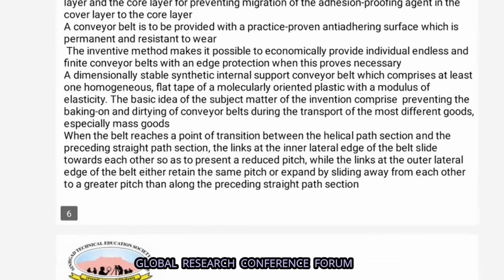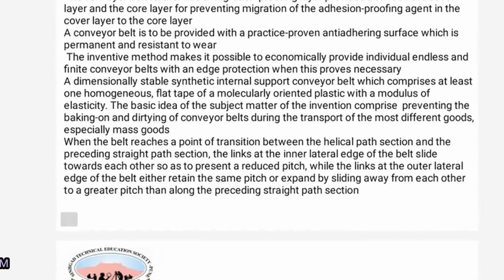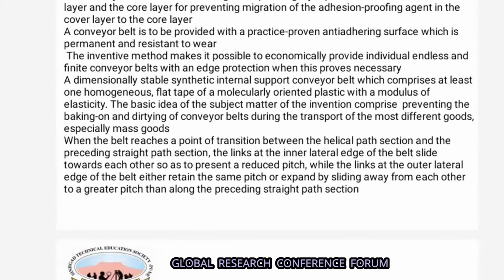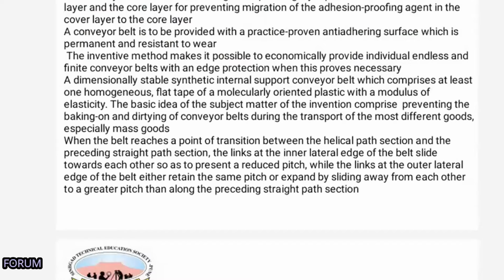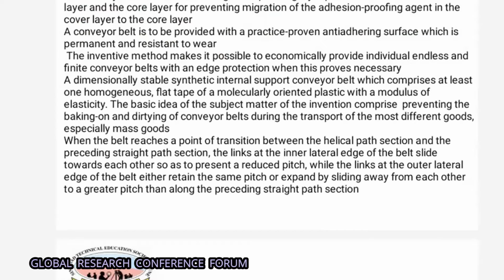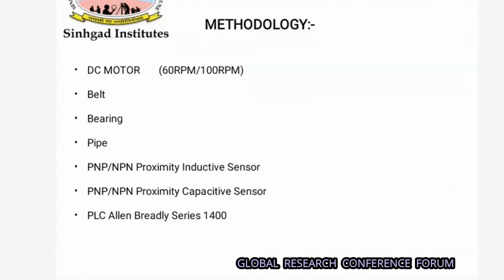When the belt reaches the point of transition between the helical path section and the preceding straight path section, the links at the inner lateral edges of the belt set towards each other, so that they assume a preset pitch, while the links at the outer lateral edge of the belt either retain the same pitch or expand by sliding away. Sir, here are the equipments which we have used.